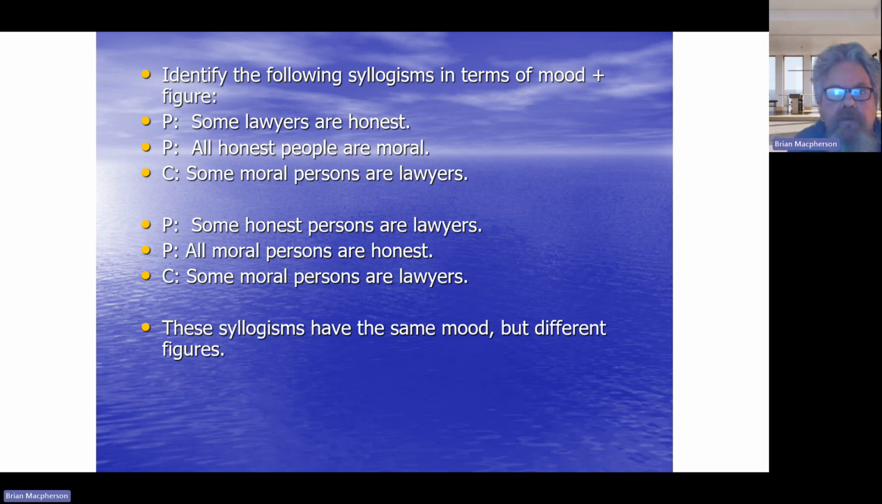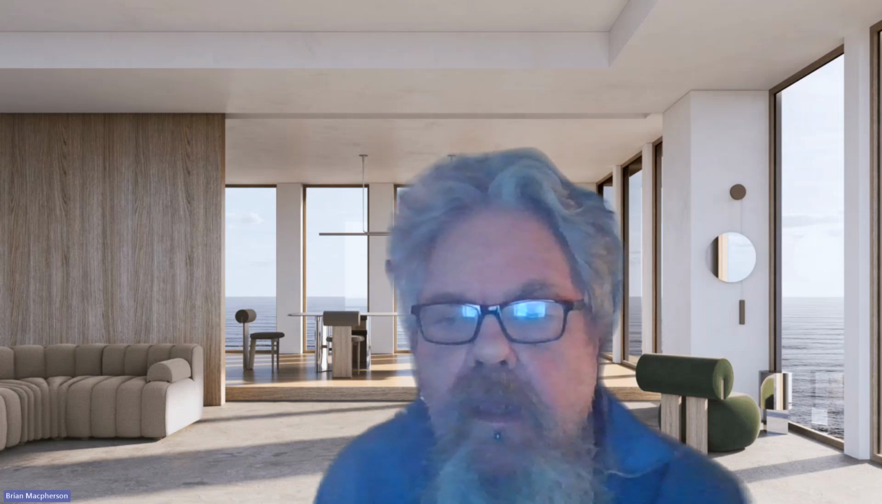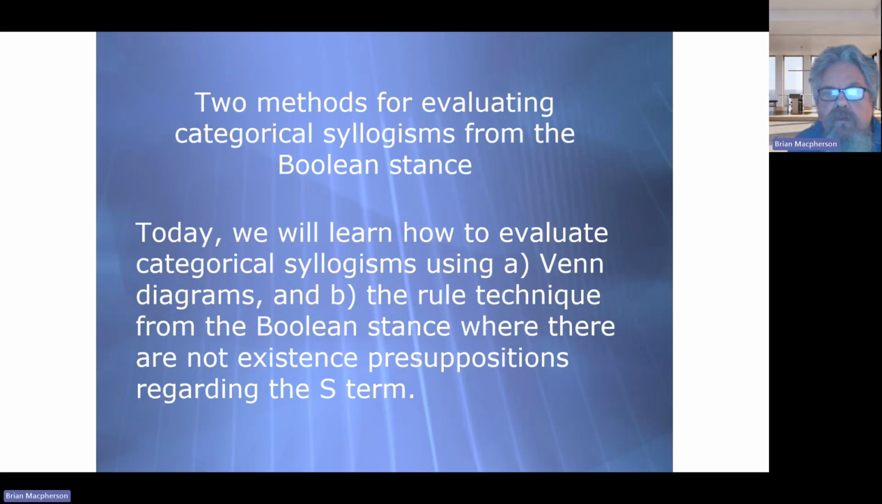So let me stop sharing this slide here, and we'll go to the next PowerPoint. So again, I'm going to share, and that will be syllogisms two. This is the PowerPoint that we're going to focus on this evening, and it's going to tell us how to assess categorical syllogisms from the Boolean stance.